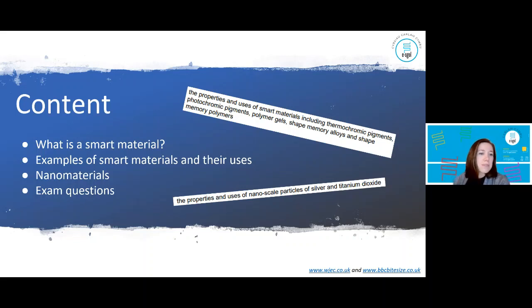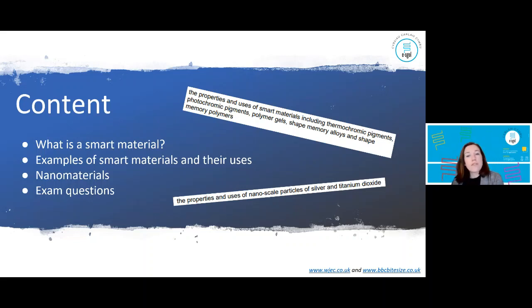Also going to look at some nanomaterials and then finish with 10 exam questions for you to try either with me today, or you can stop and start this if you're watching it as a recording and do them in your own time. Now the boxes, the white boxes that you can see, they are taken from the specification, the WJC specification.